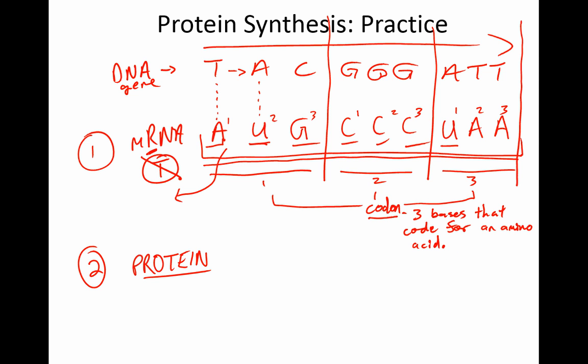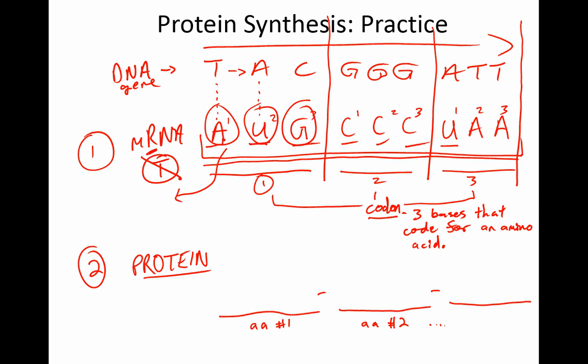So, since we have 3 codons, what we're going to end up with is a protein with as many as 3 amino acids. So this is our amino acid number 1. This will be our amino acid number 2, and so on and so forth. Okay? So, let's look at our first word. Our first three-letter word is A-U-G. First base A, second base U, third base G.